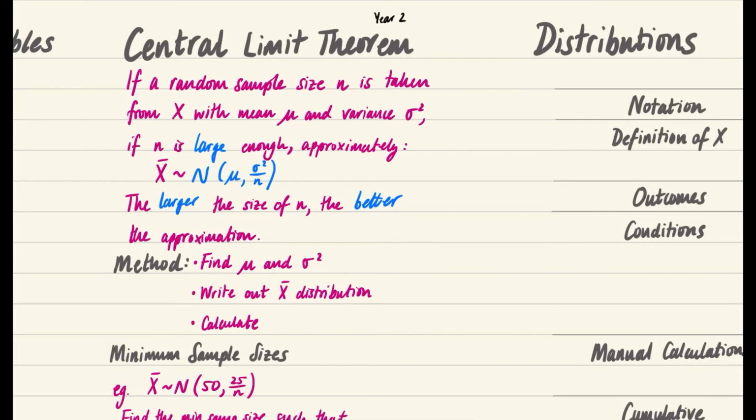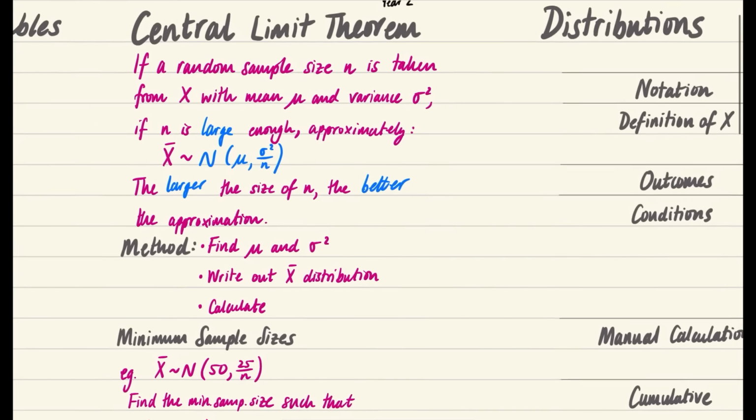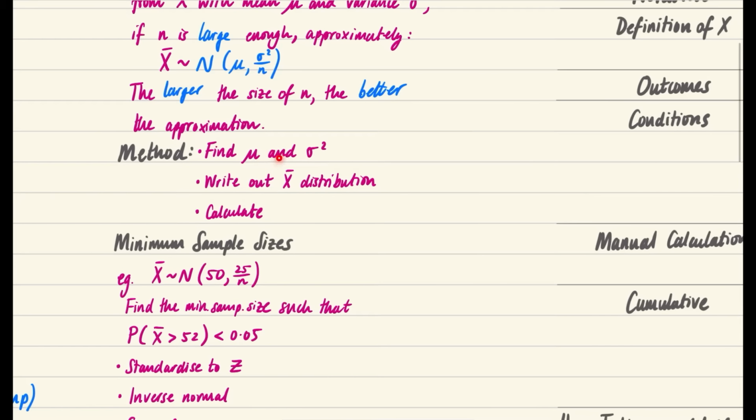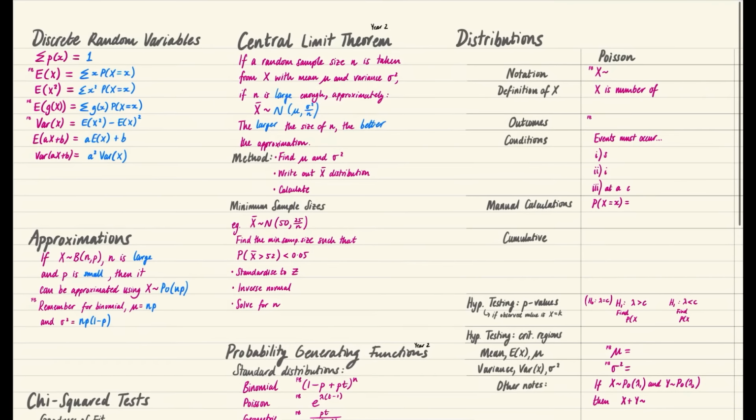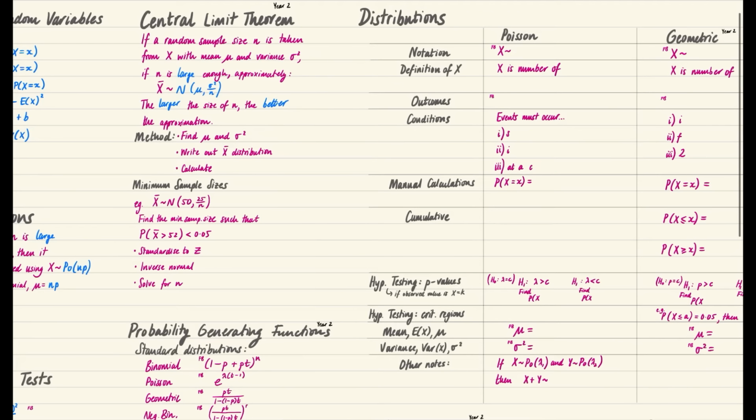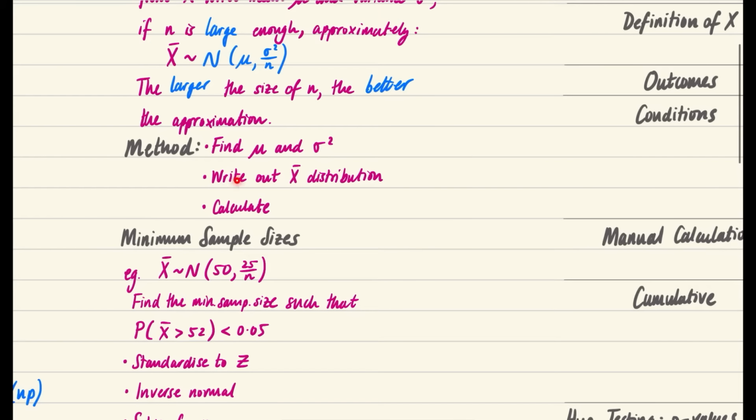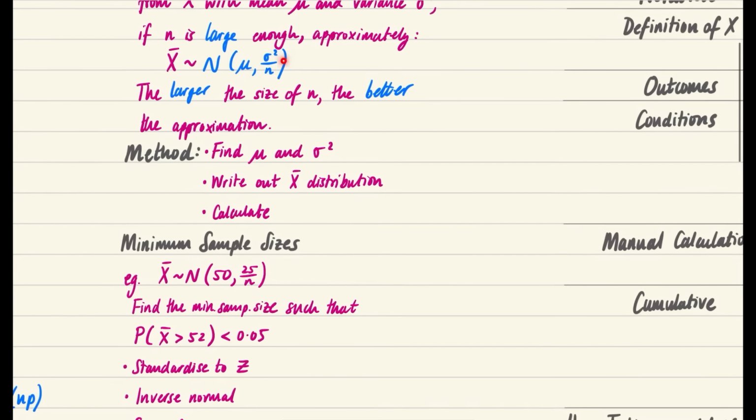So if you ever get a question about how you could improve the approximation, it should be that you can take a larger sample from the distribution. So what's the method for this? You find out mu and sigma squared, the variance. You can do that using any of the methods. Maybe you might have to do something from discrete random variables, or using some of the stuff that you know about the distributions. What you then do is you write out the x bar distribution using this information, and it becomes a normal distribution, and you just calculate using your normal distribution calculator skills.